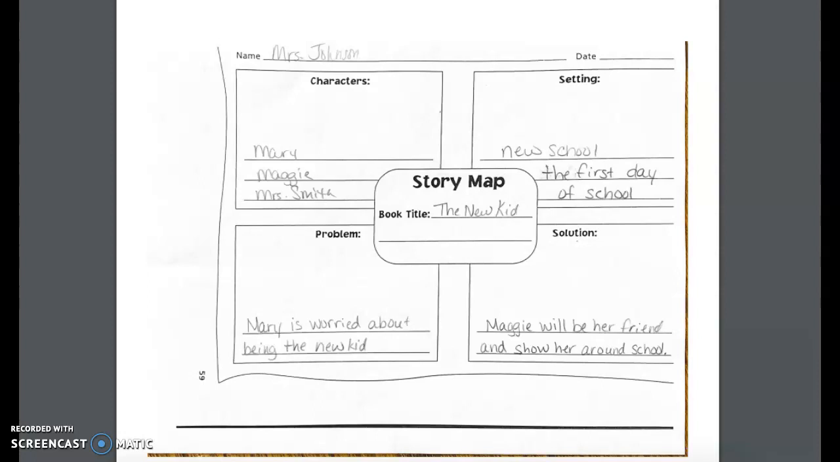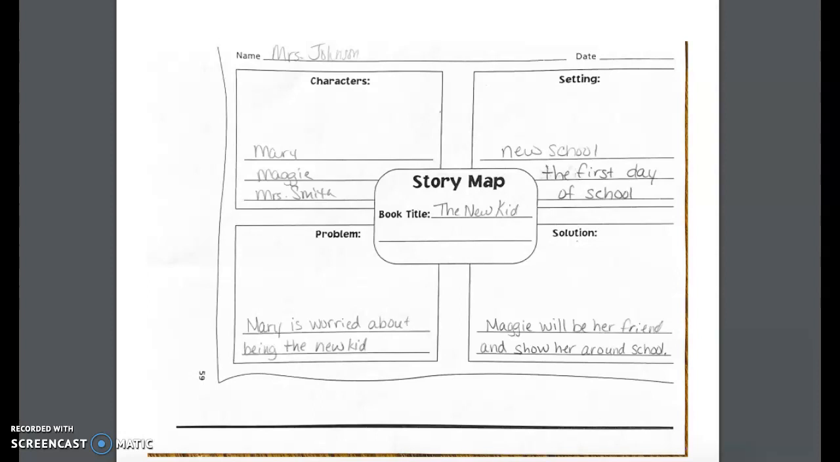What is the problem that is going on in this story? Well, the problem was that Mary was worried about being the new kid. And that whole first part of my story, she was talking about all the things that could possibly happen and the reason she hates being the new kid. The solution was that Maggie will be your friend and show her around school. And that's exactly what happened in the story. So all of my characters are there. My setting is in there. I have a clear problem and I have a clear solution.